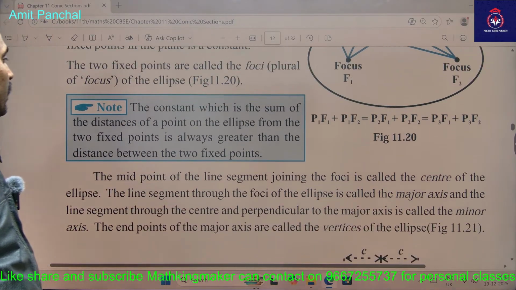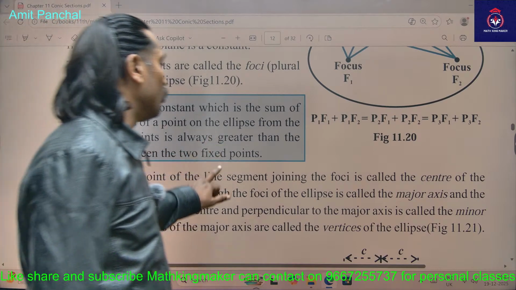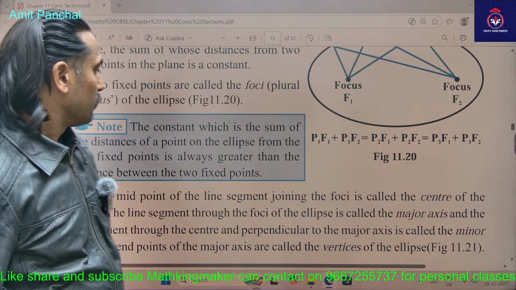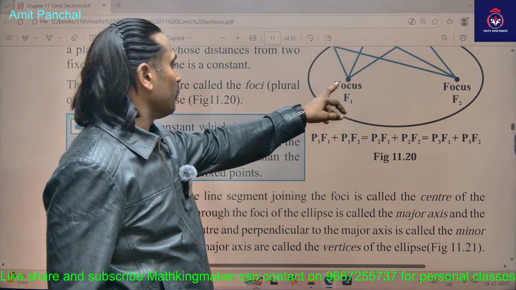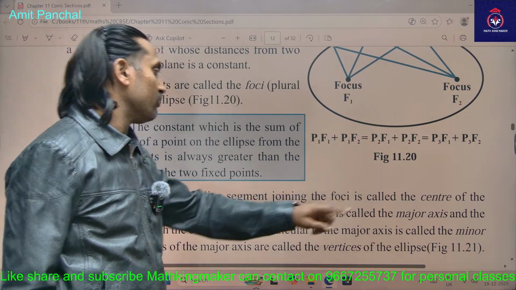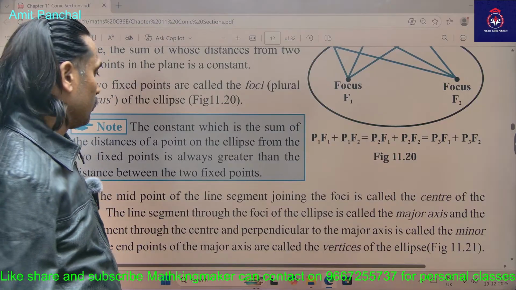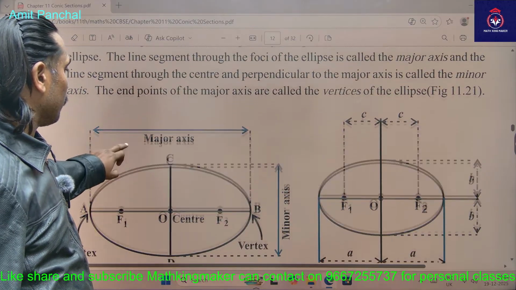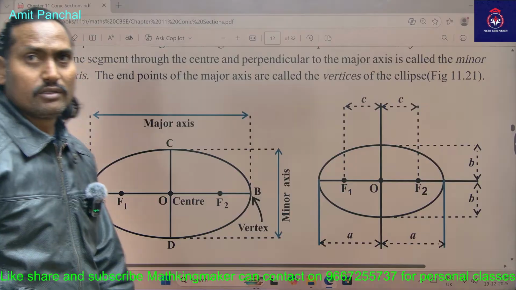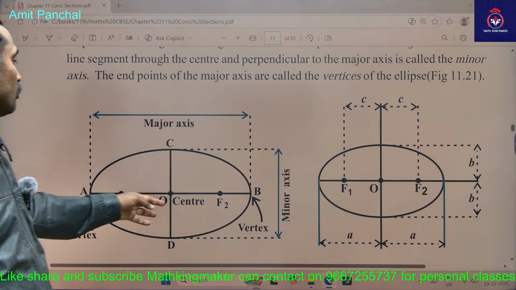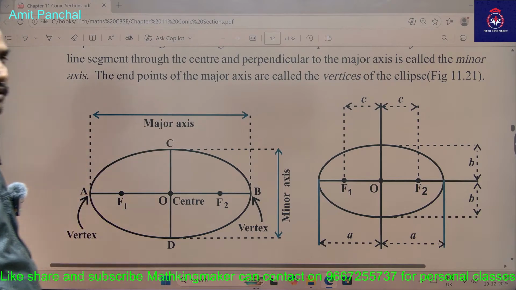The plural of focus is foci. If we join F1 and F2, the midpoint of the line segment joining the foci is called the center of the ellipse. So if we join F1 and F2 and bisect it, that point will be the center of the ellipse.